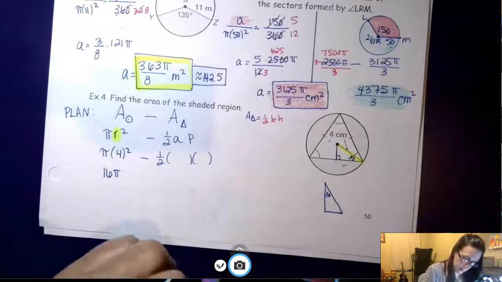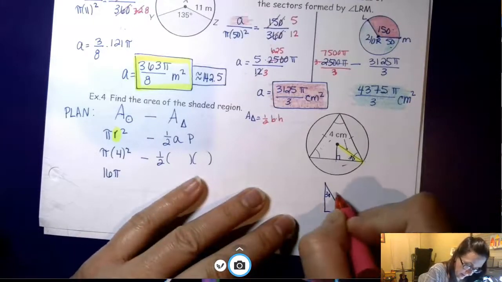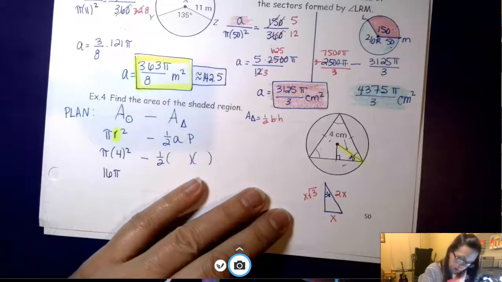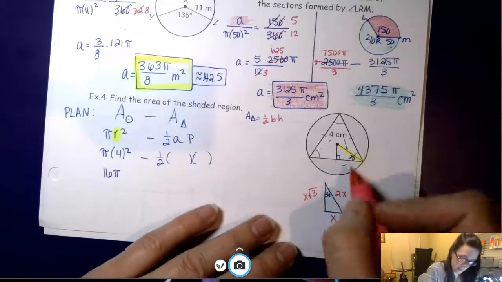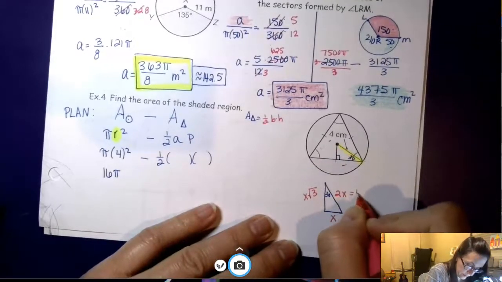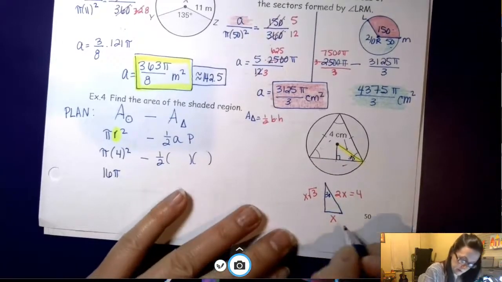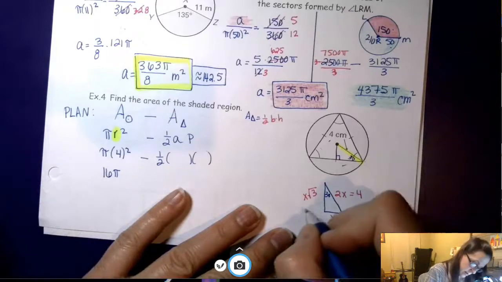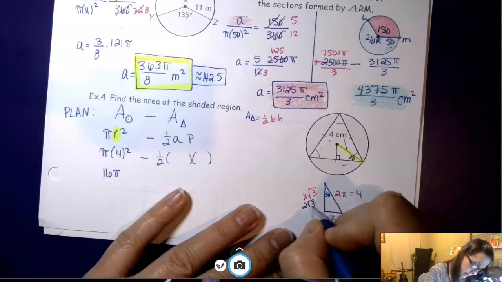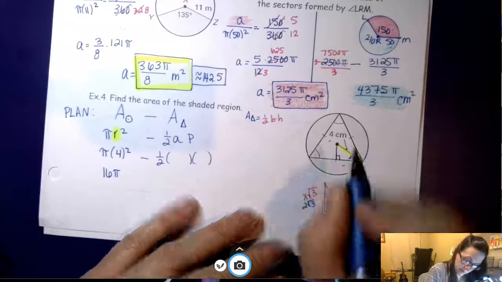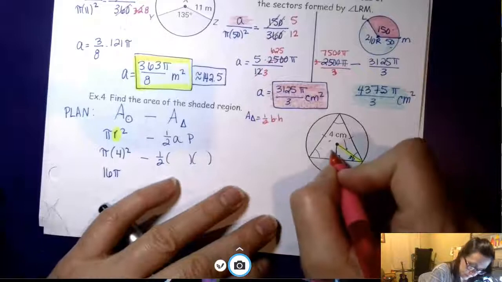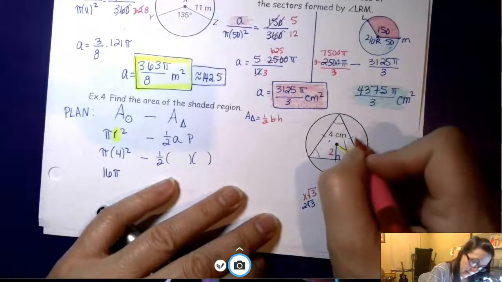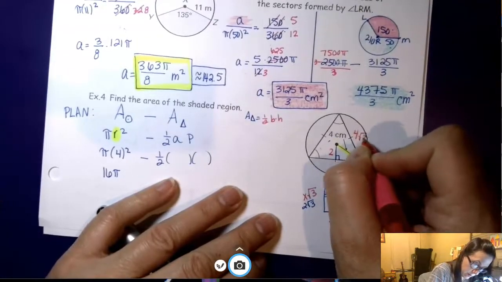Remember that my shorter leg is x, my hypotenuse is 2x, my longer leg is x root 3. Well, right here, they're telling me that the hypotenuse is 4. Well, if the hypotenuse is 4, then x is going to be 2, and the longer leg will be 2 root 3. That would make this right here 2, this right here 2 root 3, which makes the entire side 4 root 3.